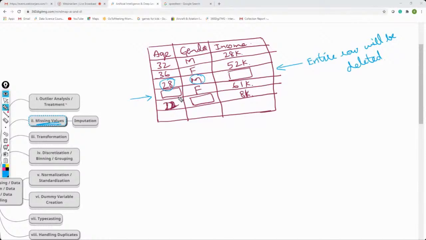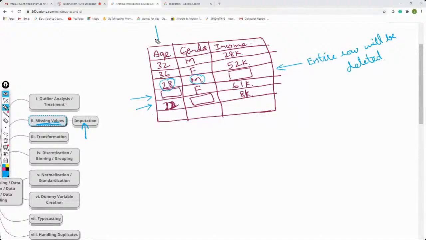So what would happen is, if you do not replace this with any logical value, then the entire row will get deleted. If the entire row is getting deleted, it becomes again meaningless. Same is the case with this row also. So what should you do? You have to do something called imputation. What is imputation? Imputation is replacing the missing values with some logical value.